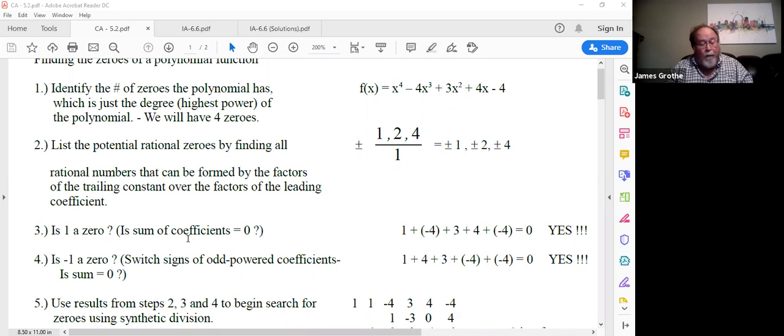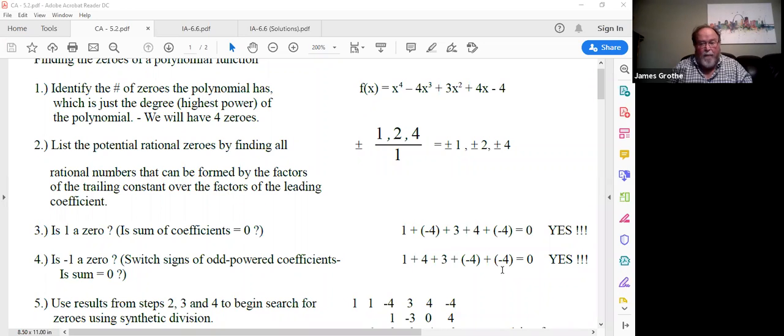Similarly, we're going to ask if negative 1 is a 0. To tell if negative 1 is a 0, you may recall, what we're going to do is switch the odd powered coefficients. So the 1x to the fourth we'll leave alone. But we've got a minus 4x to the third. We're going to switch that to a positive 4. The plus 3x squared, that's an even power, so the plus 3 stays the same. We have a plus 4x to the first. Now, x to the first is an odd power, so I'm going to switch that plus 4 to a negative 4. And then finally, the constant minus 4, that would be x to the 0. That's an even power, so that stays the same.